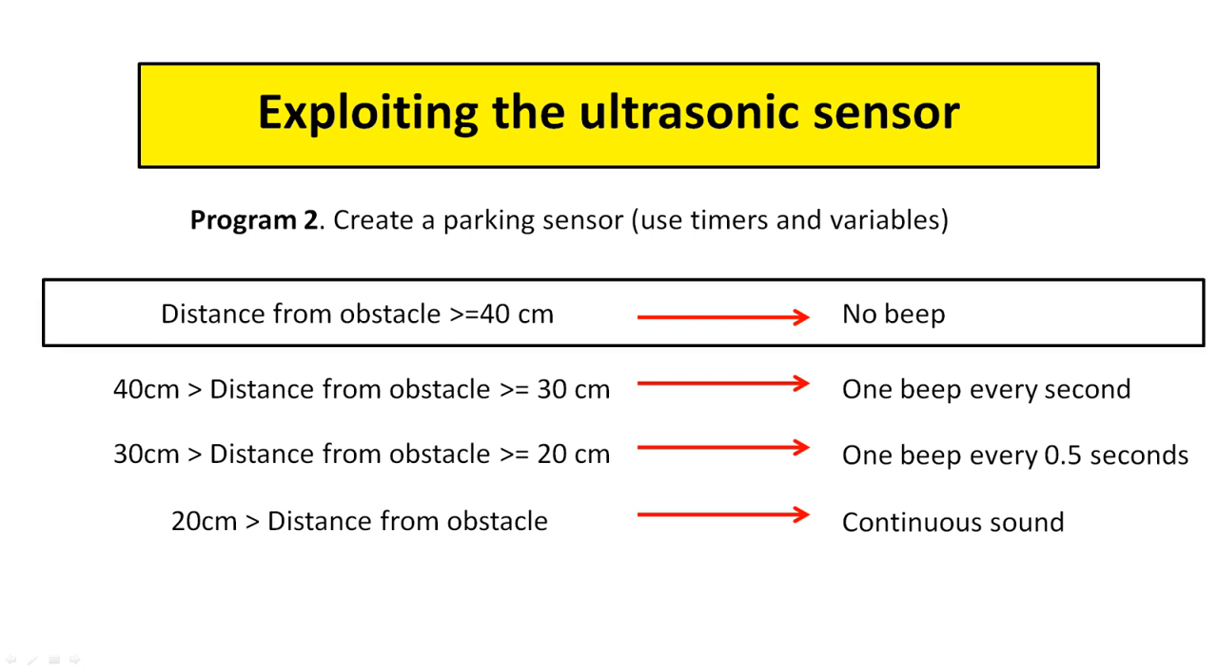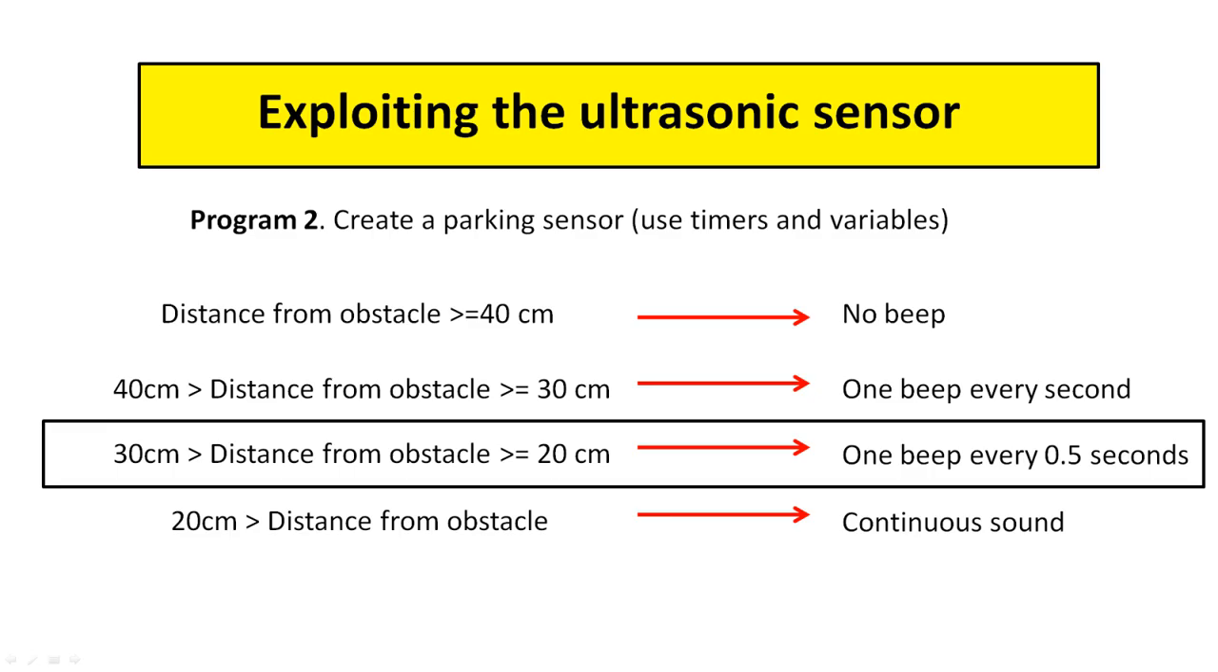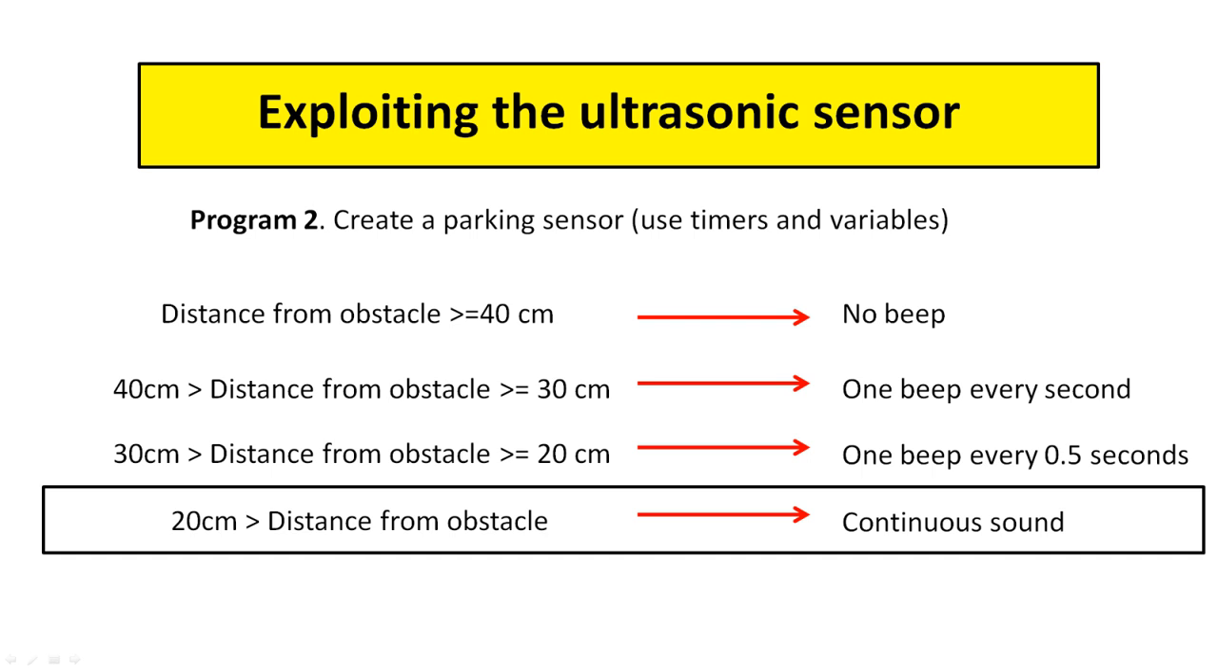If the value is at least 40 centimeters, no sound is produced. If the value is less than 40 and greater than or equal to 30 centimeters, 1 beep is produced every second. If the value is less than 30 and greater than or equal to 20 centimeters, 1 beep is produced every half a second. Finally, if the value is less than 20 centimeters, a continuous sound is produced.